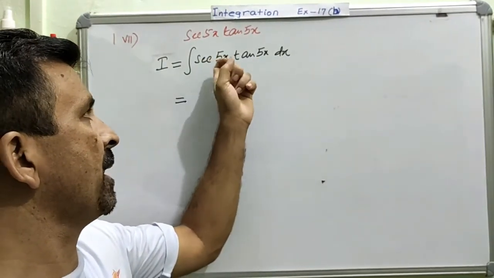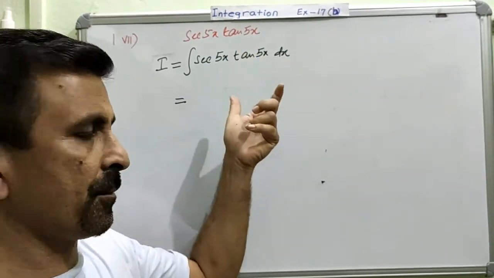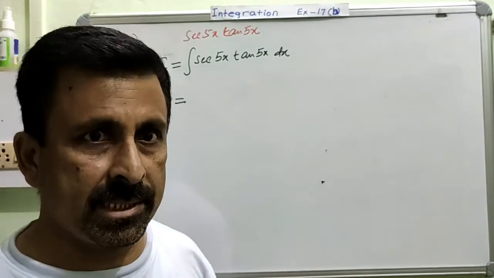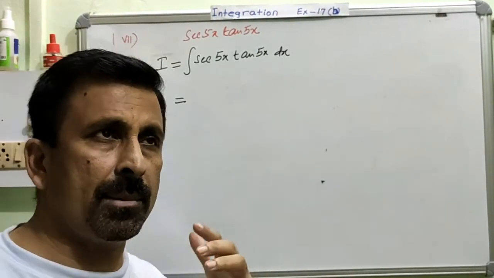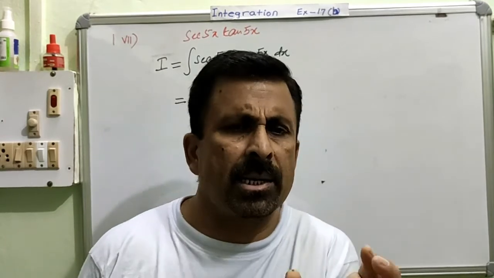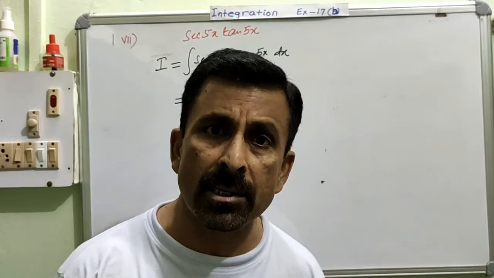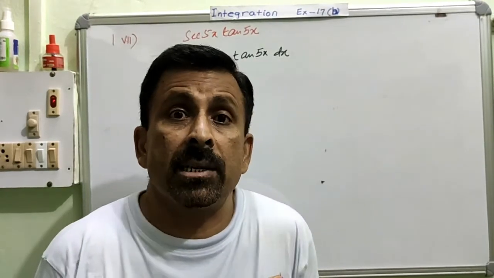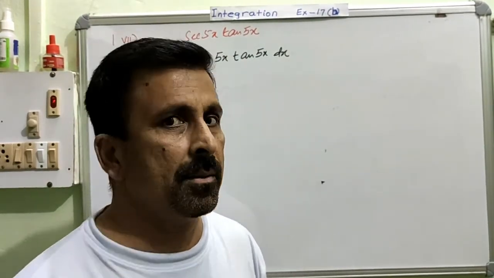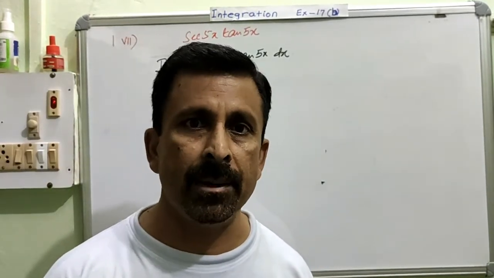So sec 5x into tan 5x, right? This is of the form sec x into tan x. Now, the minute we say sec x into tan x, do you think that this product is the derivative of any trigonometric function? If the answer is yes, then there is no problem. Then whether it is in the form of a product or any other form, we are not worried.